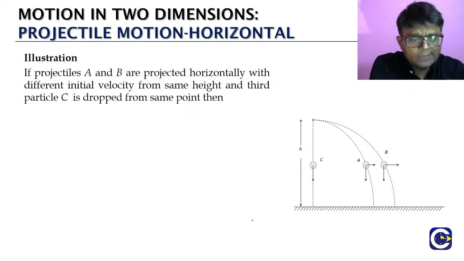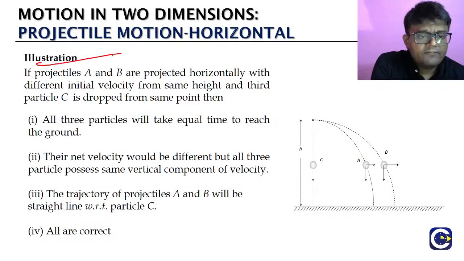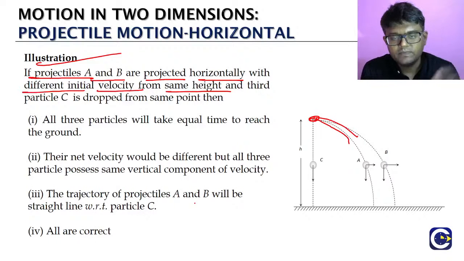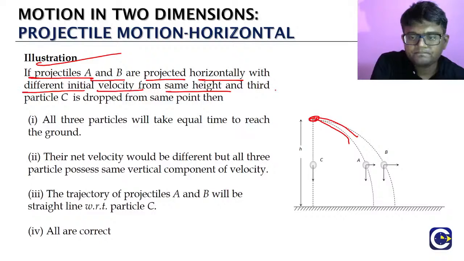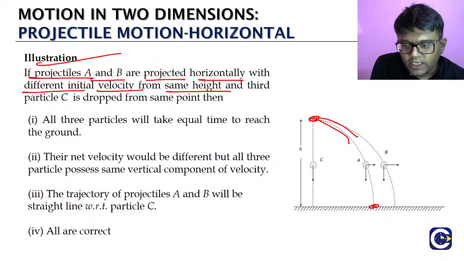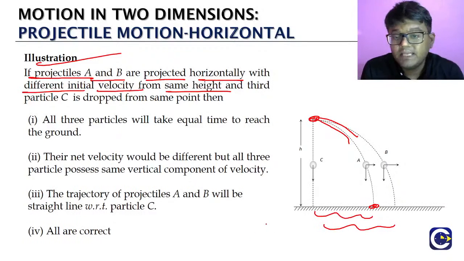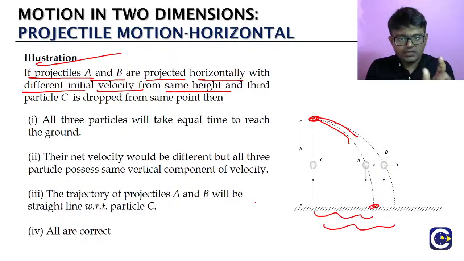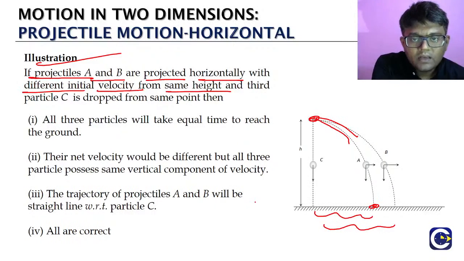Look at this one. If projectiles A and B are projected horizontally with different velocities from the same height. A is thrown with a different velocity, B is thrown with a different velocity. Here I just have one straight question. You see that A is covering less horizontal distance, B is covering more horizontal distance. Think of it in the normal sense, right? You just throw with small velocity, it will go and fall at a small distance. You throw it with a higher velocity, what do you see? It will go and fall at a longer distance.